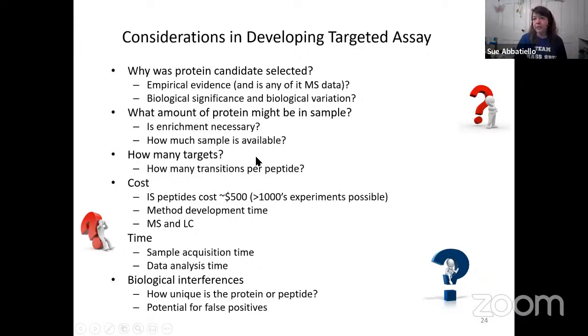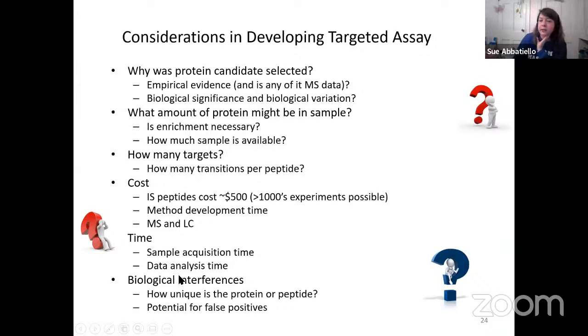If a protein that you're looking at requires 10 milligrams of protein, then that's going to be really hard to do without significant sample prep and enrichment. How many targets do you want to look at per sample? And then how many transitions per peptide, because this might control what type of instrument you use, a high resolution mass spectrometer or a triple quad. And then cost. Do you have money to spend on labeling reagents or internal standards, or for lengthy LC-MS runs, because those often come at a cost too. And then how much time do you have to spend on sample acquisition and data analysis time?